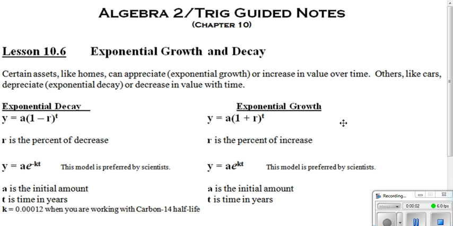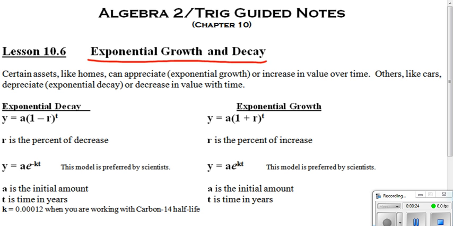Lesson 10.6 is all about exponential growth and exponential decay. We talked earlier about looking at a graph and determining whether it's exponential growth or decay based on whether it's going up or going down, or looking at a function and saying whether or not it's exponential growth or decay. Looking at that b value and saying, is it in between 0 and 1, or is it 1 or greater?